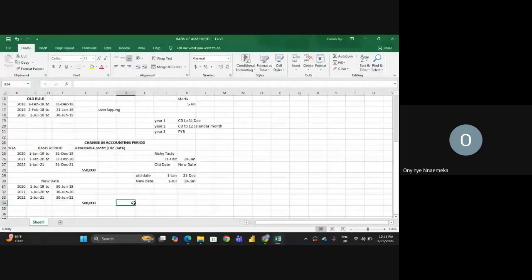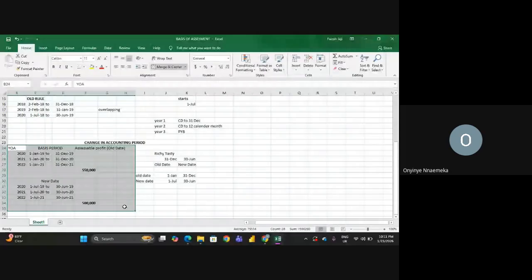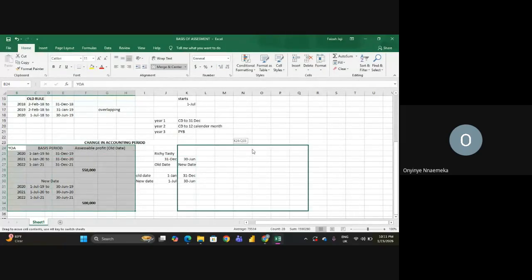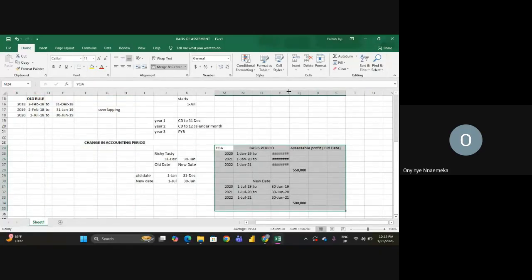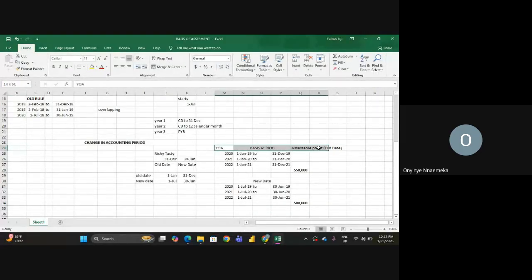So now back to what I wanted to say. Everything that we just did here, that I just highlighted on this system, is workings. When we are talking about changing accounting period, all of this that we just did is workings. Now your correct answer. Let me copy, but I would have to remove the old date. After you have finished the workings, you now come here.